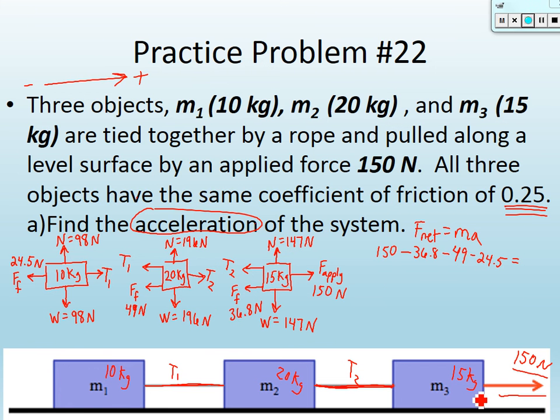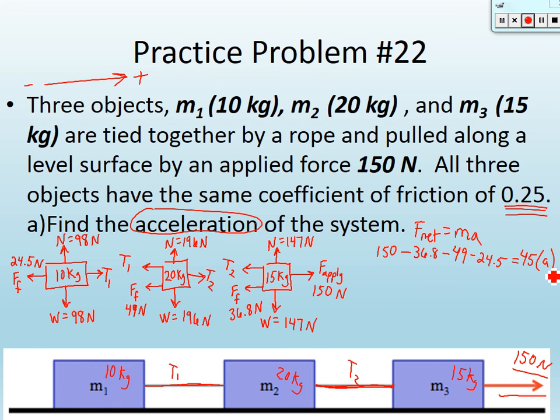What's 10 plus 20 plus 15? What is that, guys? 45 kgs. And that's going to be times by the acceleration. So now we have an equation with just one unknown here. We can solve it. Okay, so let's simplify it.